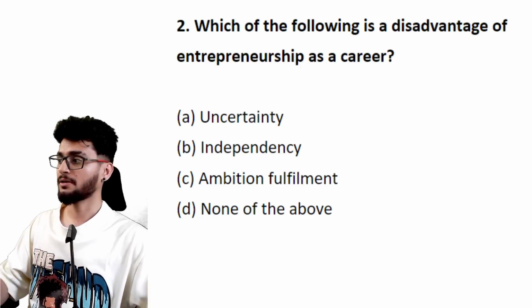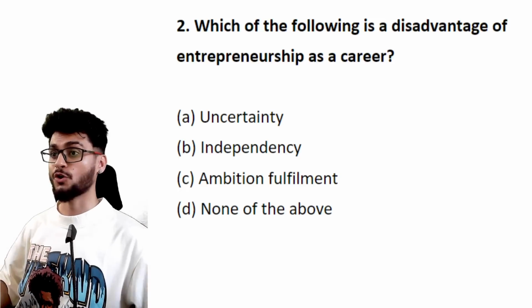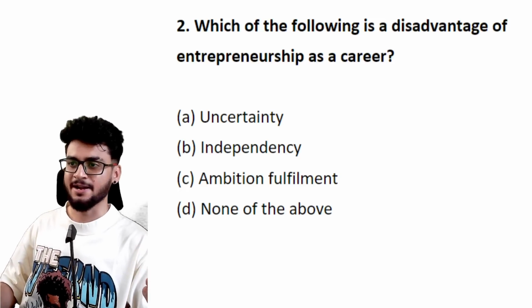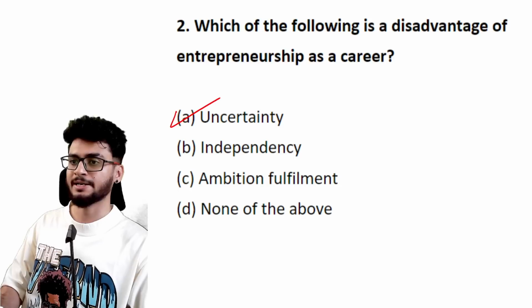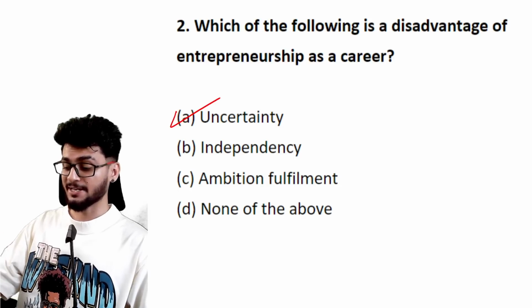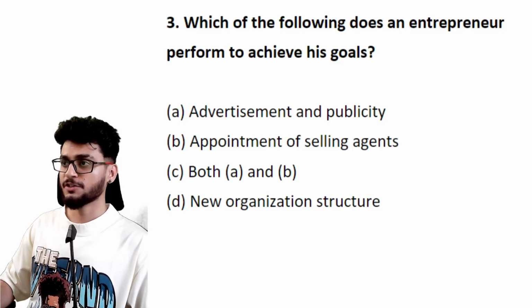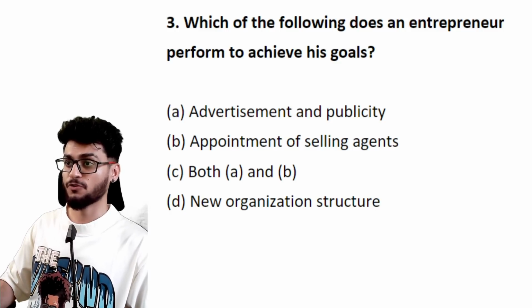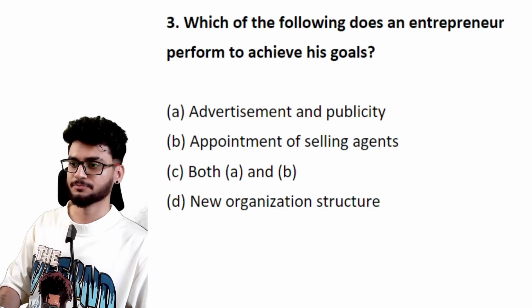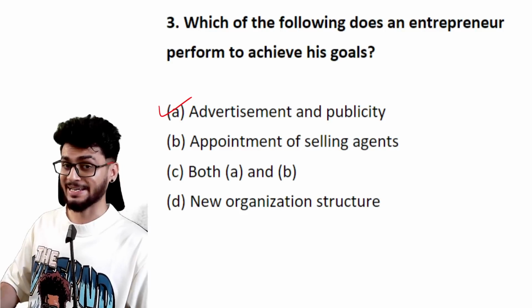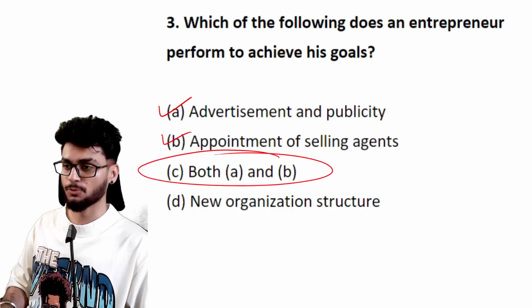Which of the following is a disadvantage of entrepreneurship as a career? We discussed at the end that there is a lot of uncertainty. It might be that you might not be successful or you are successful. Which of the following does an entrepreneur perform to achieve his goals? Advertisement and publicity, right? Appointment of selling agents, definitely. So C, both A and B, is the right answer.